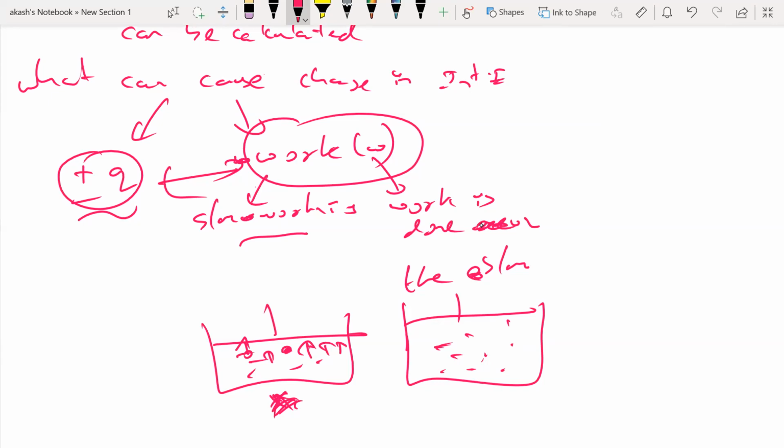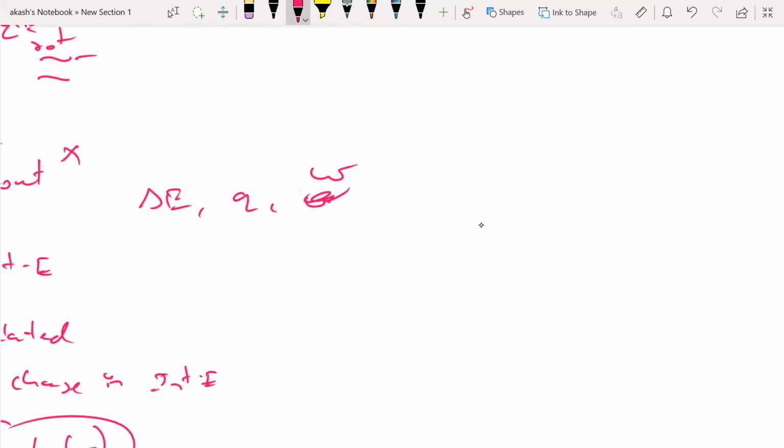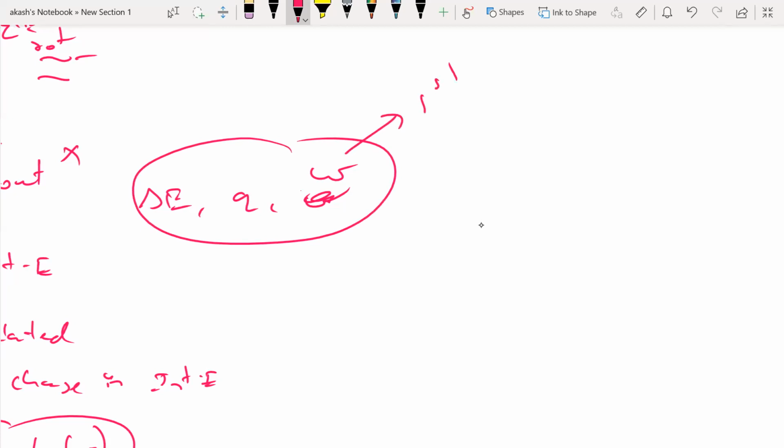And obviously in this process you're supplying heat, the work is changing, so definitely the internal energy will also increase or decrease. Doesn't matter whether it's increasing or decreasing, we'll understand later, but you will see that the internal energy will change in this process. So that is why we say delta E, Q, and W are interrelated. How exactly they are interrelated is given by your first law of thermodynamics.